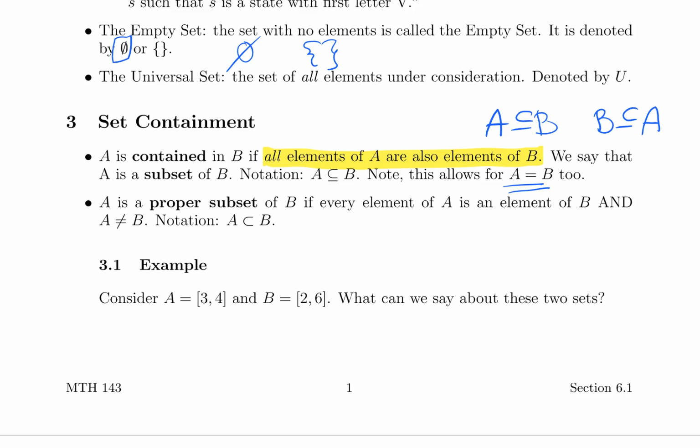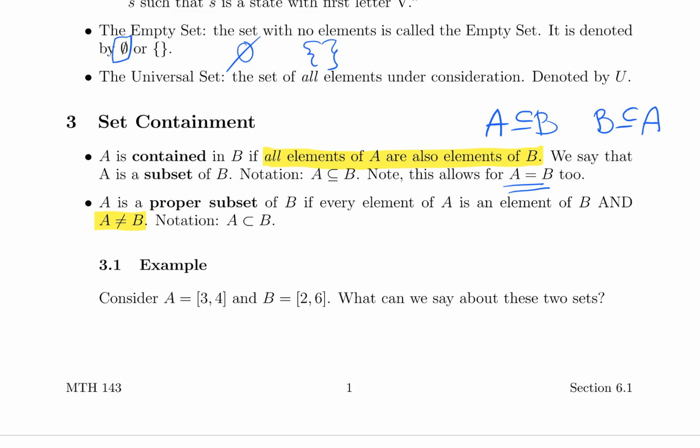Now, if we want to be a little bit stricter with our definition, we have a proper subset. A proper subset is the same definition, so every element of A is an element of B, but we have an additional requirement that A and B are not the same. And in that case, the notation looks kind of like a strict inequality, and so we don't have the little line underneath it, because we are not allowing for the case where A and B are actually equal to each other.